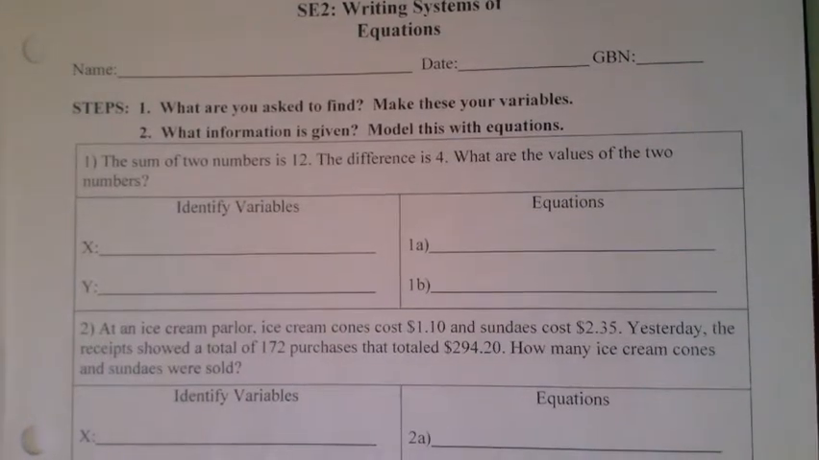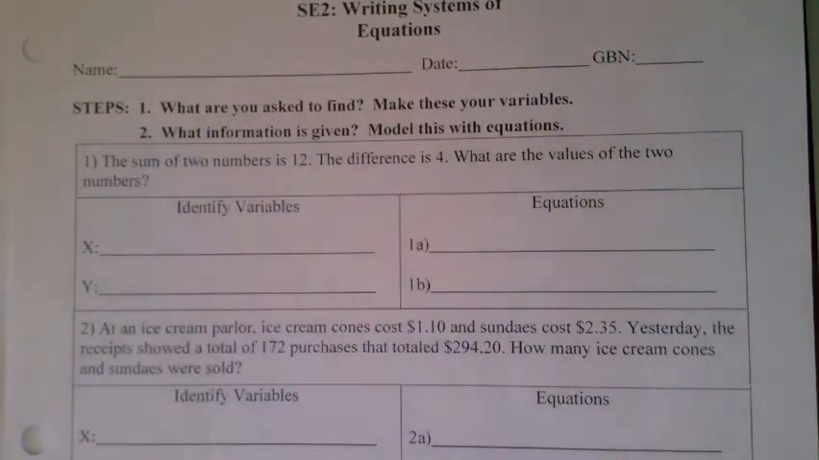So we all love word problems, don't we? I'm going to hopefully give you guys some hints to guide you through breaking it apart and really figuring out what it says. So the first problem here we have is the sum of 2 numbers is 12. The difference is 4. And what are the values of the 2 numbers?